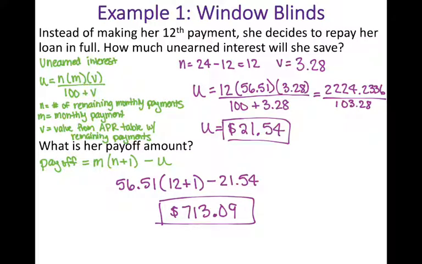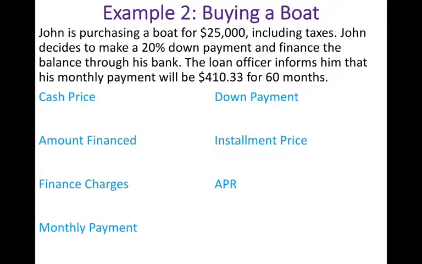All right, let's do another one. John is purchasing a boat for $25,000, including taxes. John decides to make a 20% down payment and finance the balance through his bank. The loan officer informs him that his monthly payment will be $410.33 for 60 months.